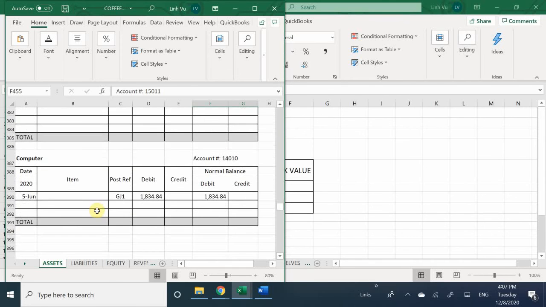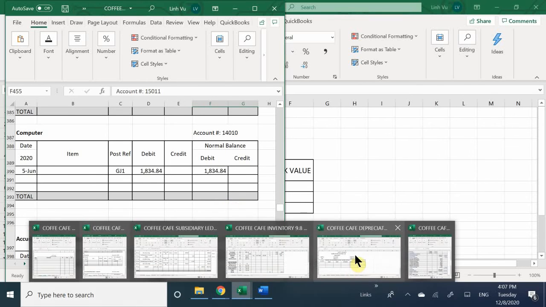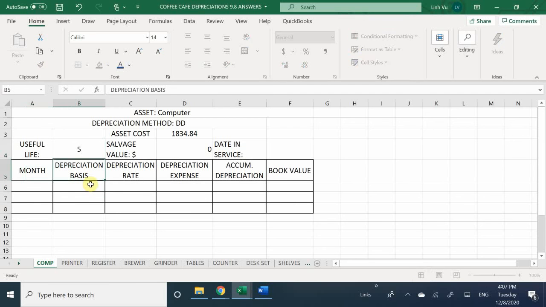Looking for it. There it is. Printer, computer. $1,834.84. Okay, 1834.84. Yep. All of them don't have residual values, and this was given that this is 5 years. Okay, good. And the date we put it in service was June 5th.